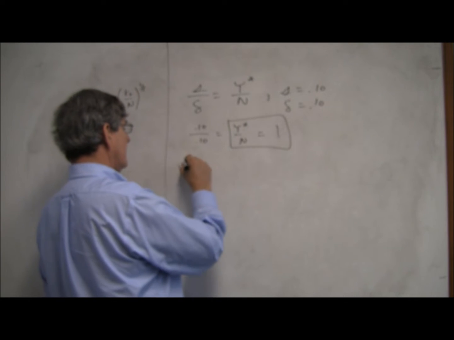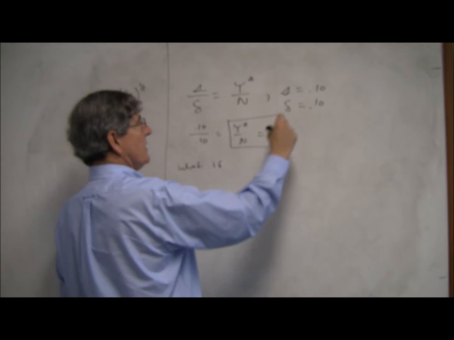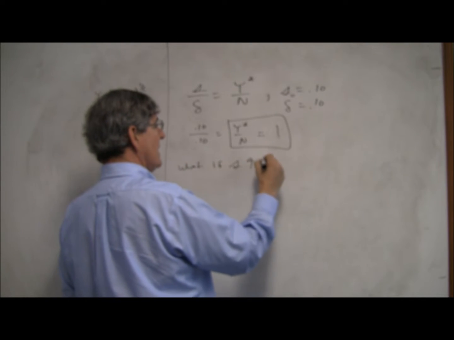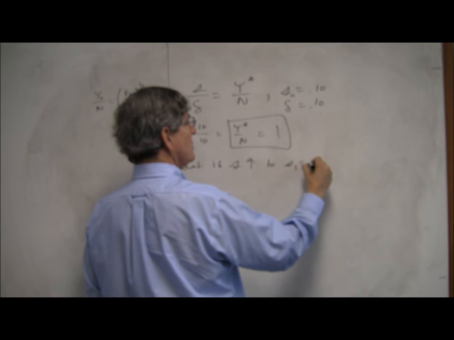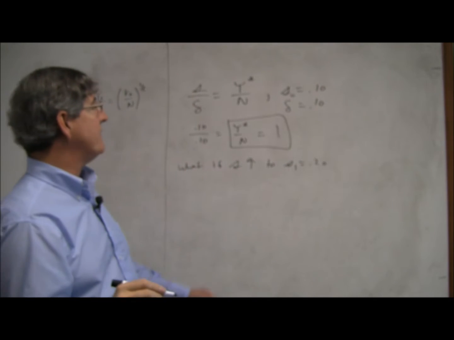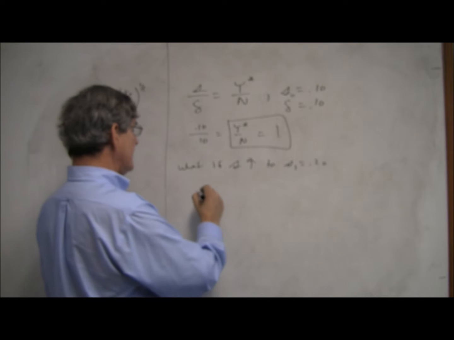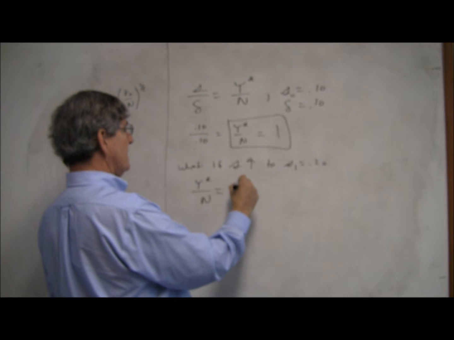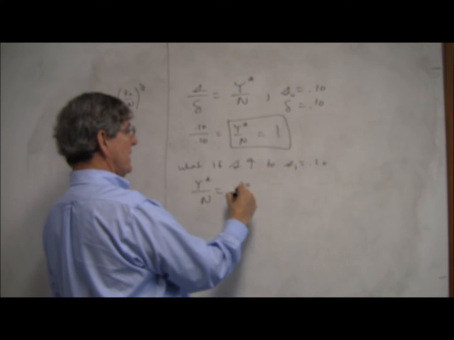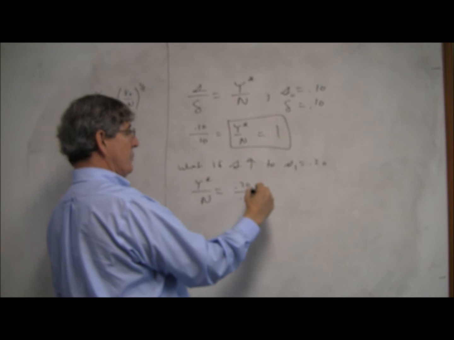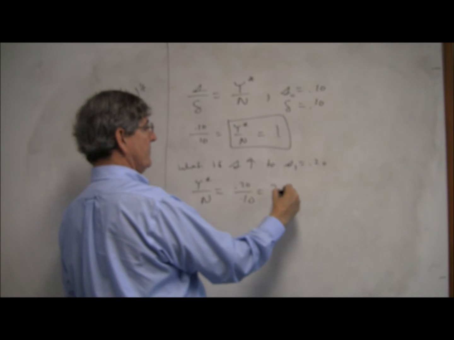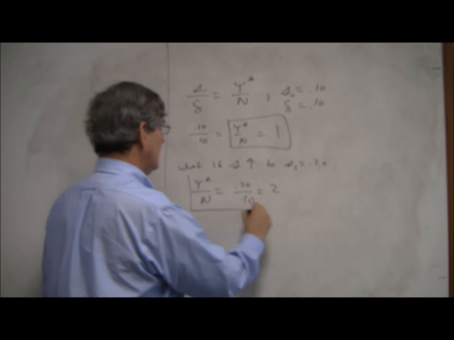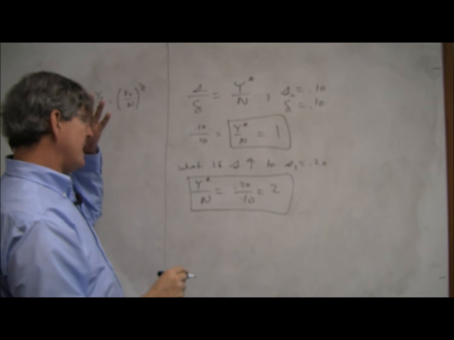Now, what if, so you can think of this as s0. What if savings goes up to s1 equals 0.20, like we did graphically? Well, notice the standard of living would double because now y star over n would equal 0.20, the savings rate over the depreciation rate 0.10, which would be 2. And so the standard of living will have doubled if the savings rate goes from 10 to 20%.